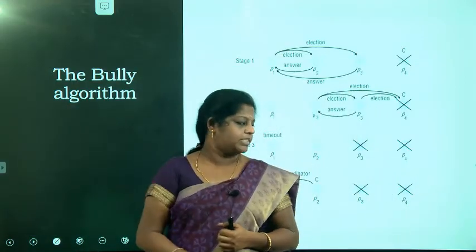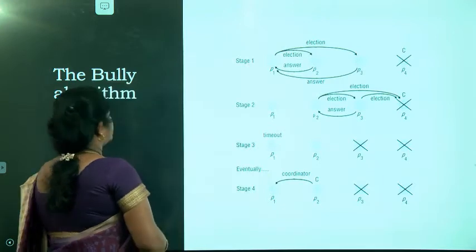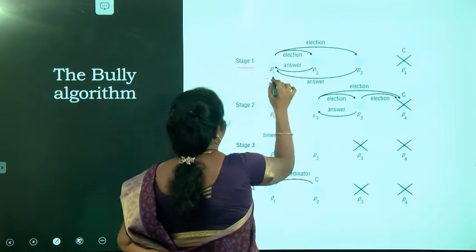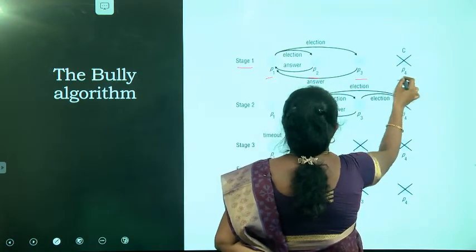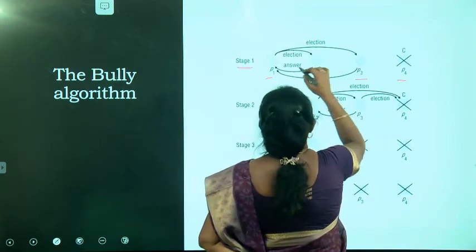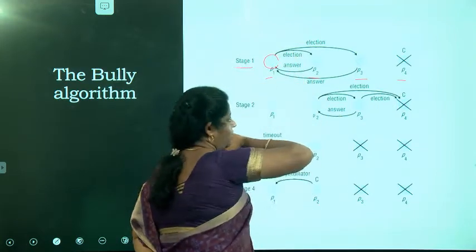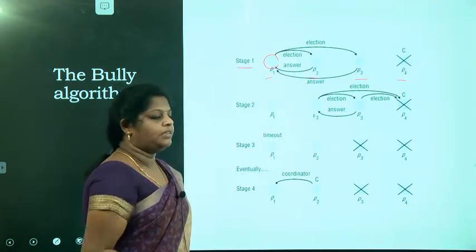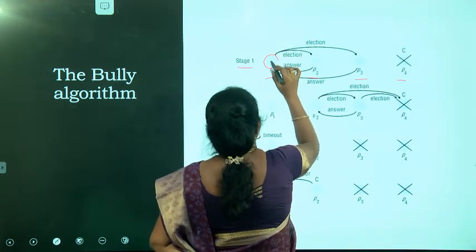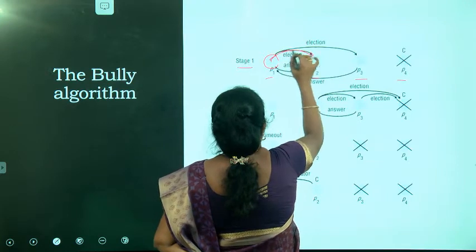Now we'll see this diagram. First, stage 1. In this stage, how many processes do we have in total? 4 processes. At that time P1 has the highest identifier compared with the remaining 3 processes, so it knows it is going to start the election.